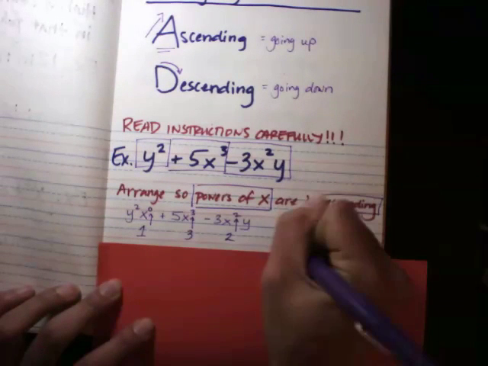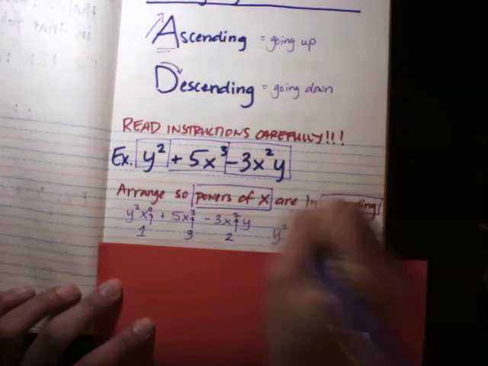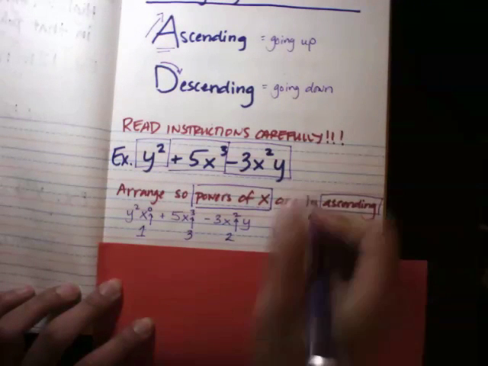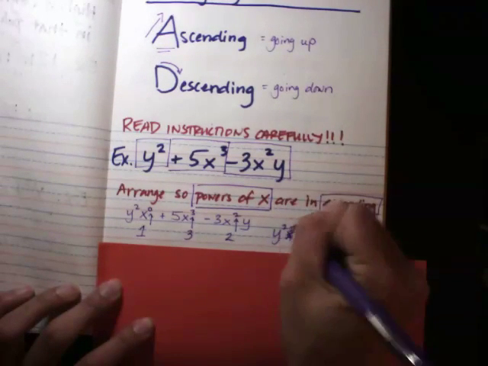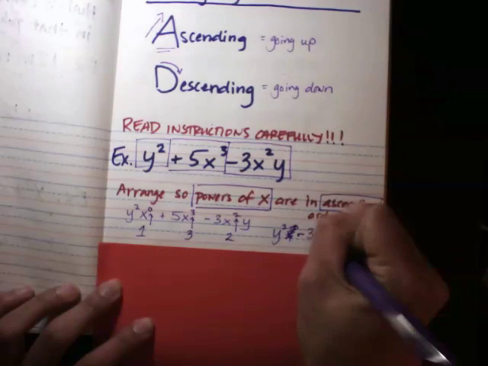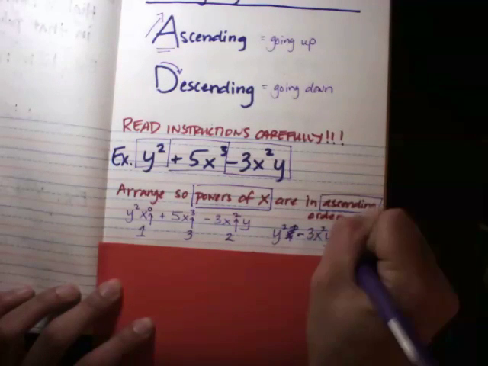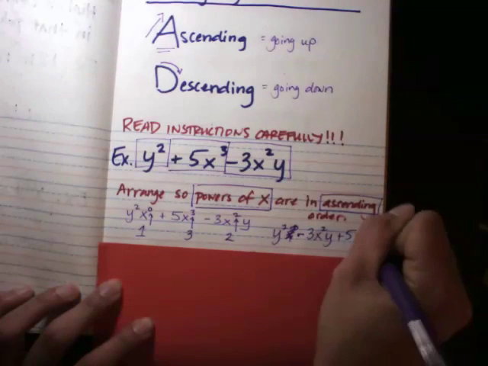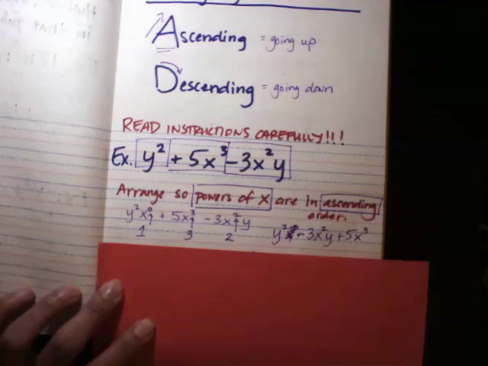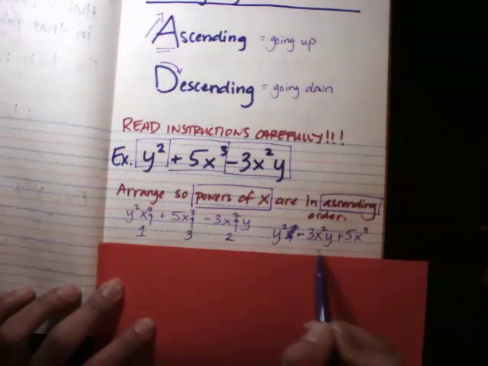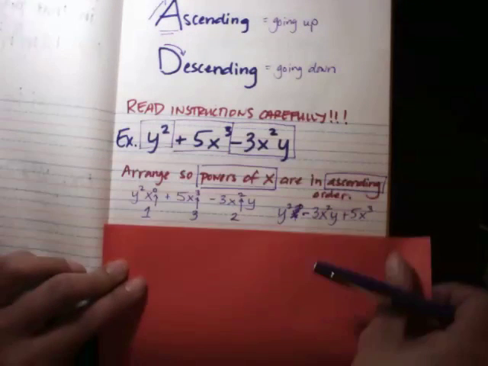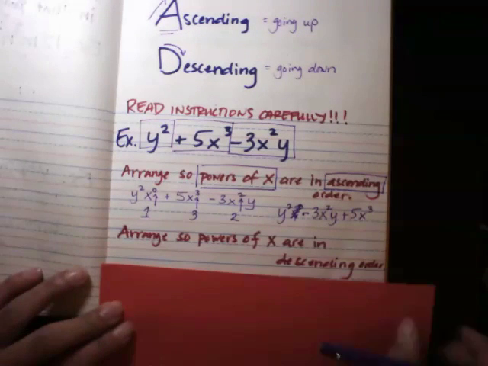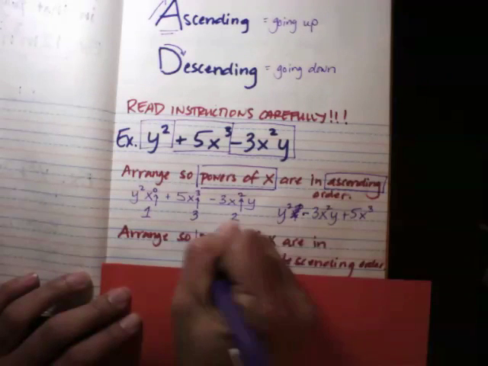So when you write your polynomial, you should write y squared times x to the 0, or just y squared actually, minus 3x squared y plus 5x to the third. Okay, now your powers of x are in ascending order. They're going up. Okay. You may also see directions where you are asked to arrange the powers of x again.